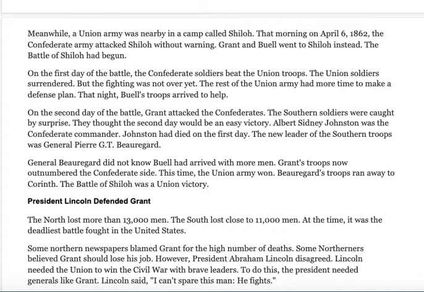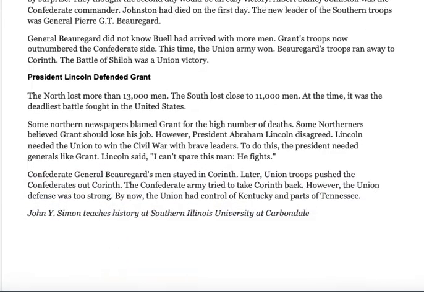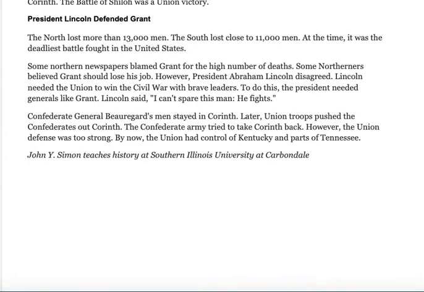Grant's troops now outnumbered the Confederate side. This time, the Union Army won. Beauregard's troops ran away to Corinth. The Battle of Shiloh was a Union victory. President Lincoln defended Grant. The North lost more than 13,000 men. The South lost close to 11,000 men. At the time, it was the deadliest battle fought in the United States.